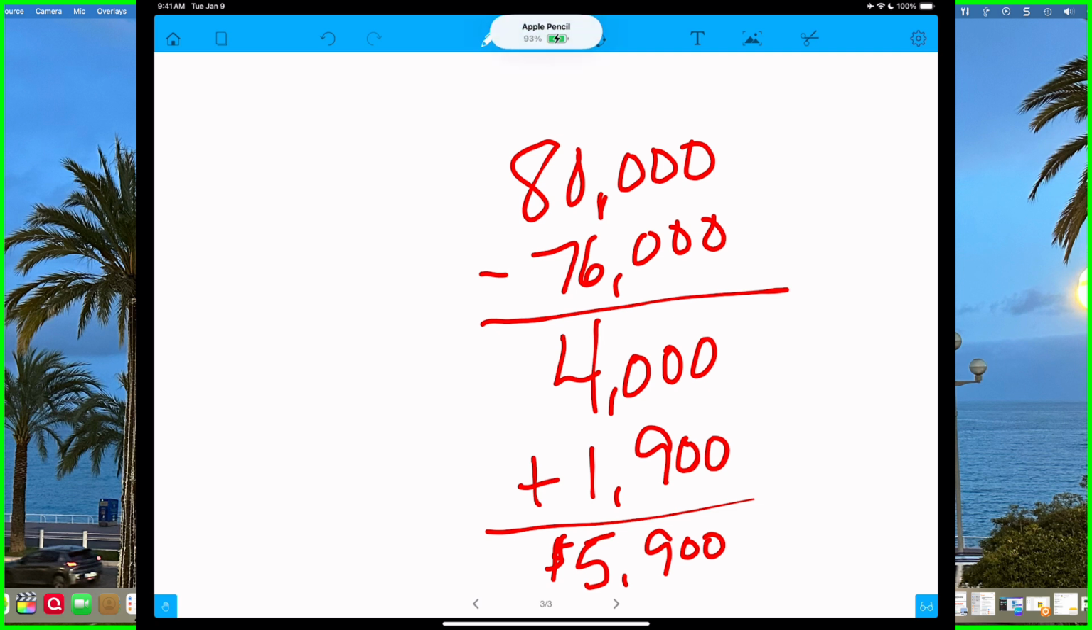So Falk on the day of closing will be out $5,900. Don't forget that.